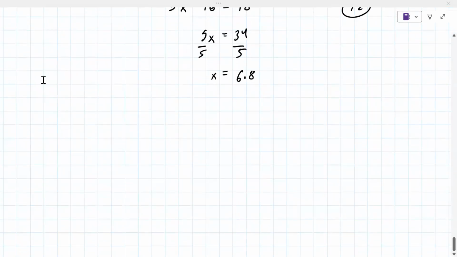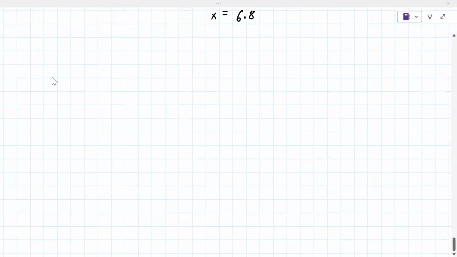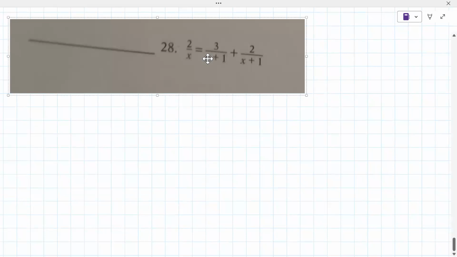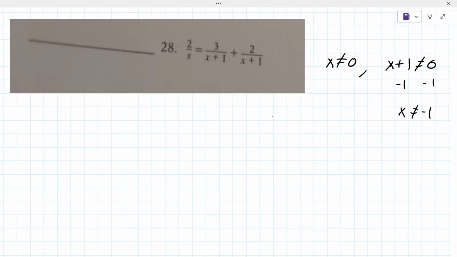We'll do 28 next. So first thing is you set the bottoms not equal to 0. So x cannot be 0, subtract 1 from both sides, x cannot be -1.